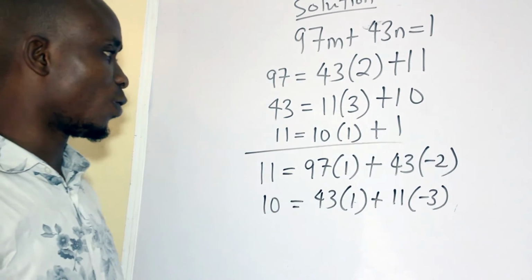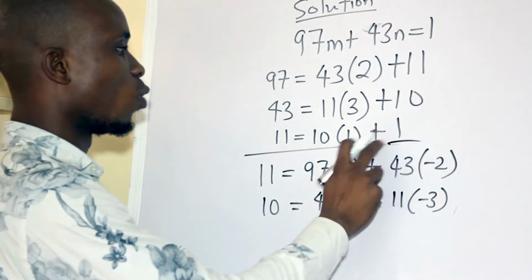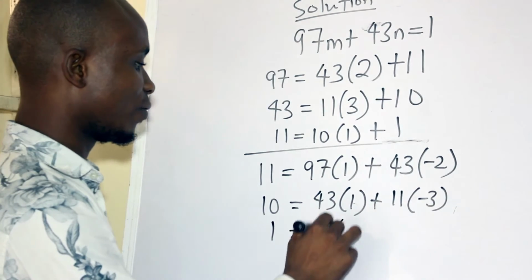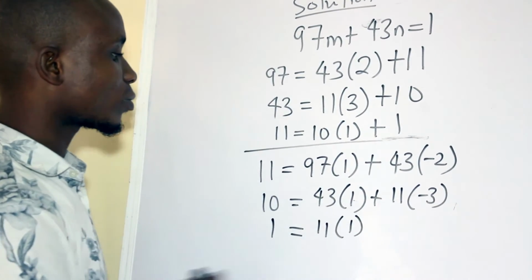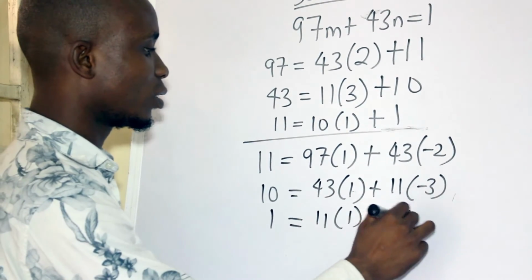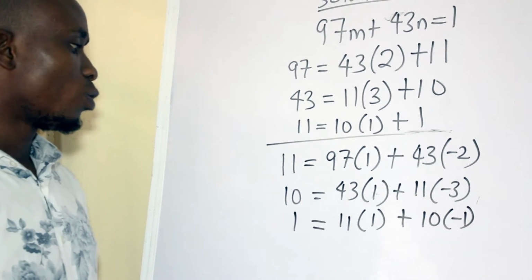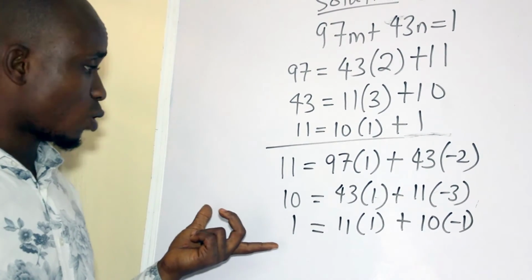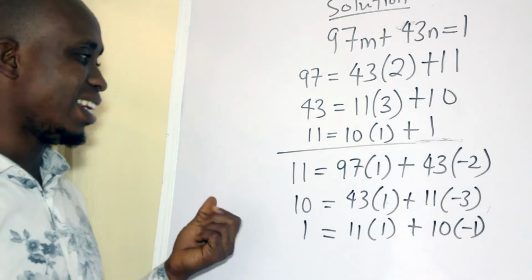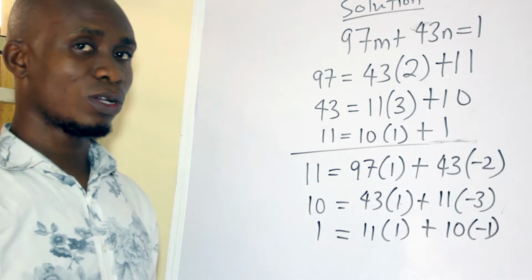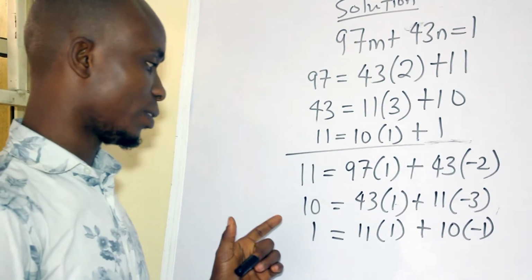Then finally we solve for the remainder here. 1 is a remainder here, so this is going to be 1 equals 11 multiplied by 1 plus 10 open bracket minus 1. So when we are done solving for the remainder, the next step is to backward substitute. Backward substitute. So this is what I mean.